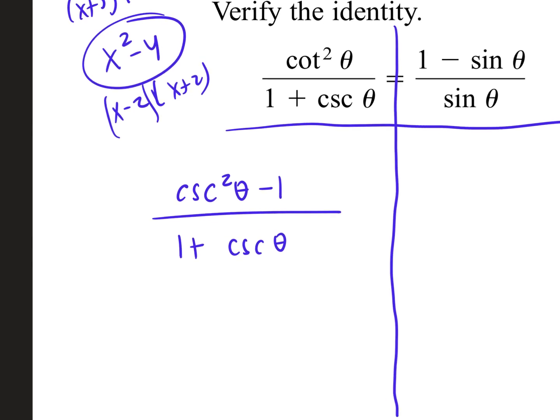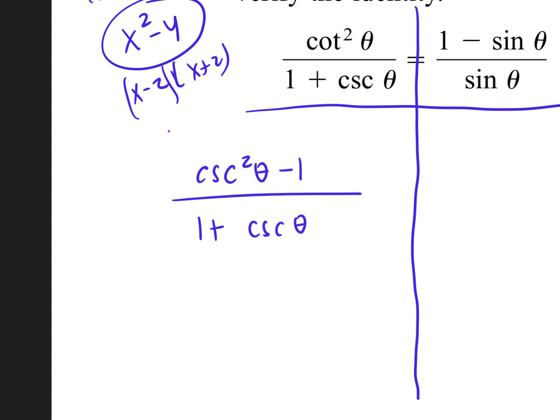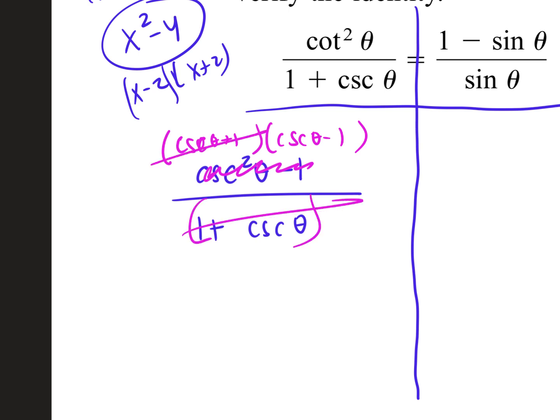Can I factor the top? What can I factor this into? Cosecant plus 1 and cosecant minus 1. It's a difference of two squares. That's fine. Now, do you guys notice anything? What can I cancel? I can cancel this with this, can I? And I'm left with cosecant theta minus 1.